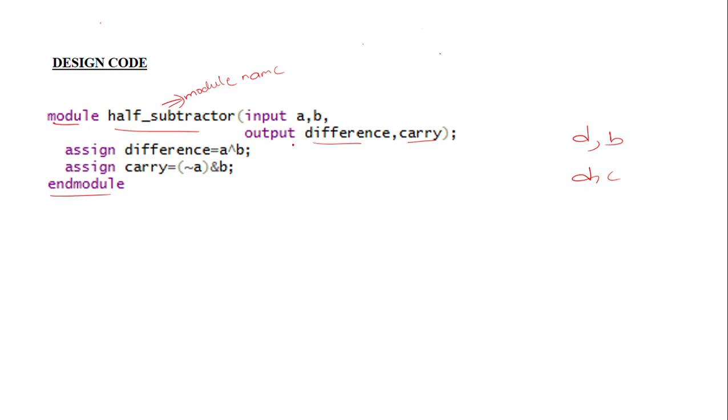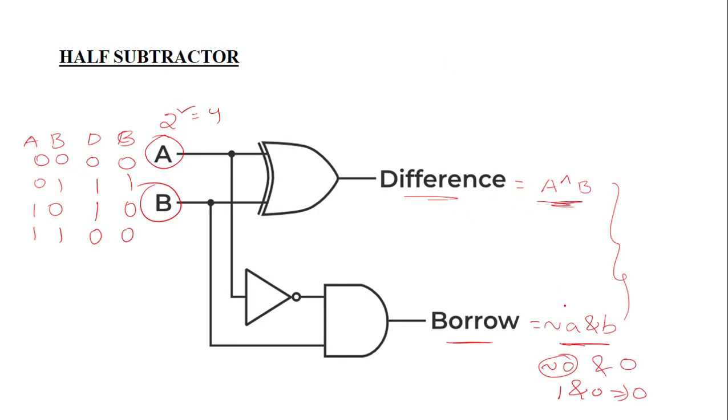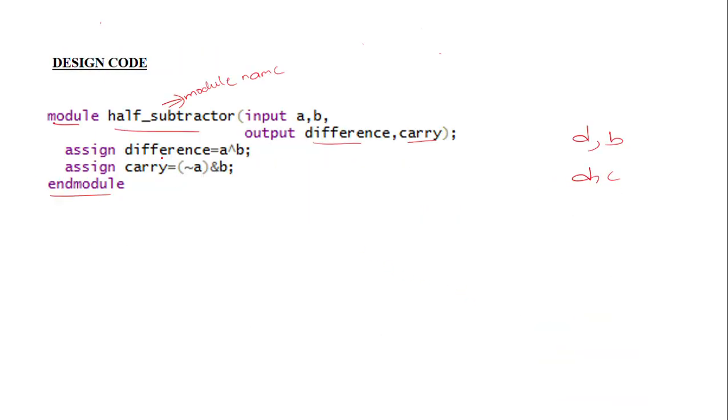I simply write the output ports with the output keyword, and the difference and the carry, like that. What is the formula for the difference? A XOR B is the difference formula, and the AND operation of NOT gate of A and B is the borrow. So here I simply write it like that, using the assign keyword. It is a data flow modeling style, so I use the assign keyword to assign the value of the RHS to the LHS. Now what do I have to do?